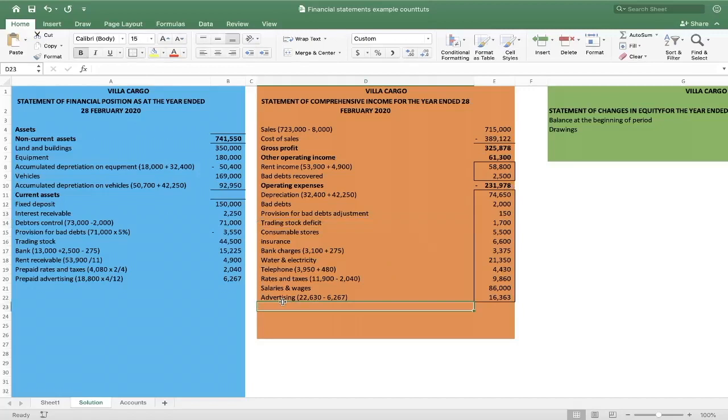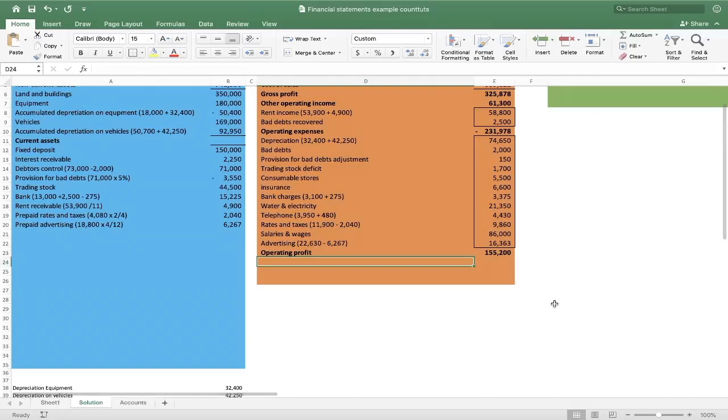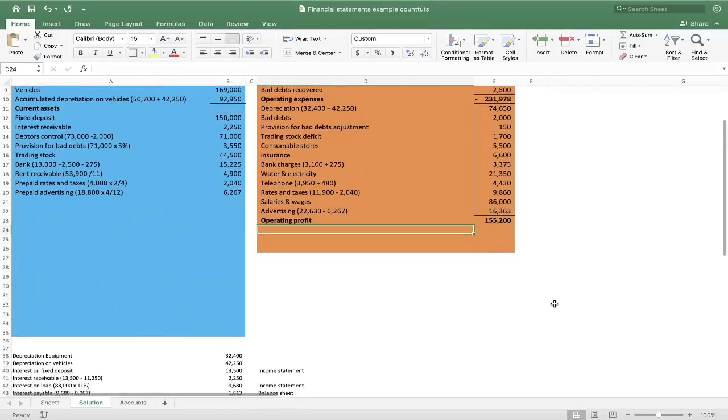the operating profit. Okay, so we put here operating profit. Okay, now that we have done that, we just take our gross profit plus our other operating income, and then we deduct operating expenses, and it gives us our answer. Okay, so let me put it in bold as well, and you can see we have operating profit of 155,200 rand.